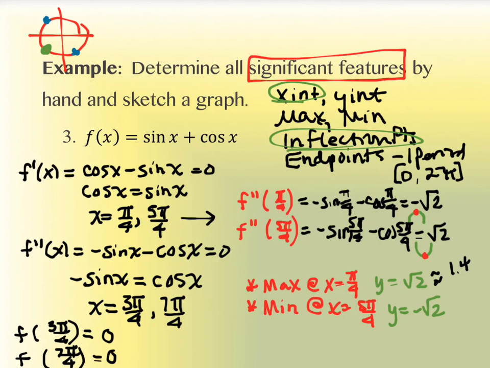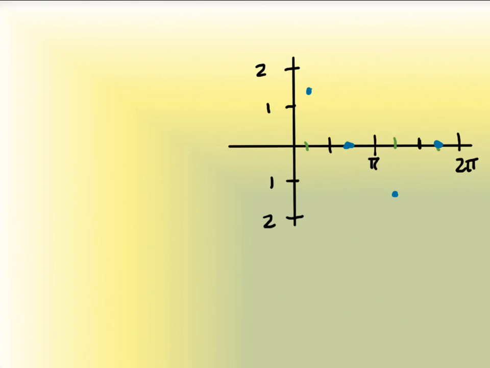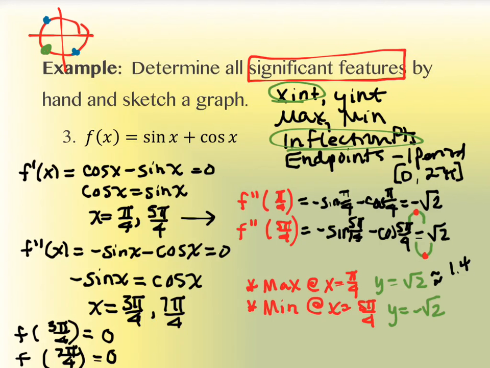All right, the last thing that we're going to find is going to be the endpoints, because one of the endpoints is going to be the y-intercept anyway, so that takes care of both of those at the same time. I'm going to find the value of the point at 0 and at 2 pi. So I need to find f of 0 and f of 2 pi in the original function. So sine x plus cosine x. So what is the sine of 0?